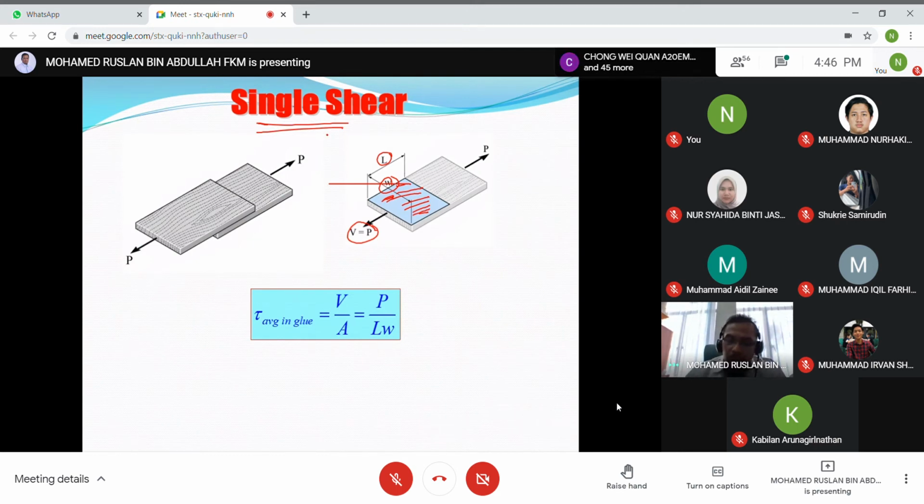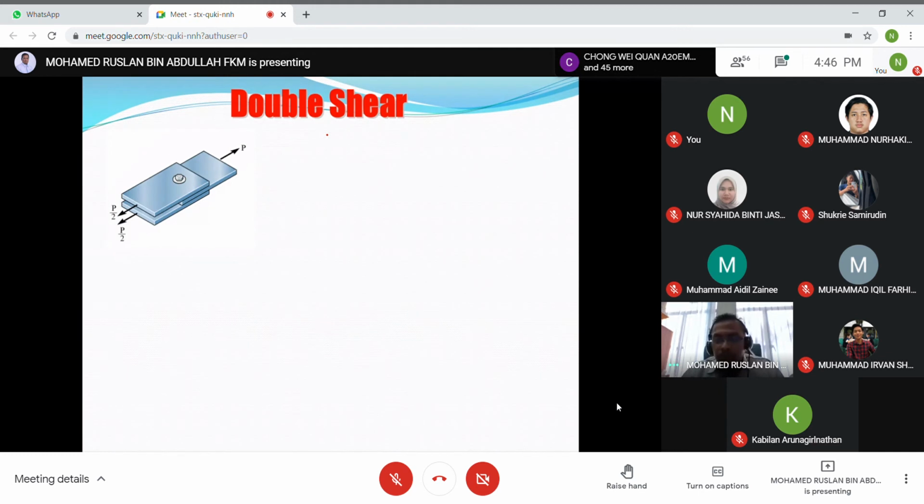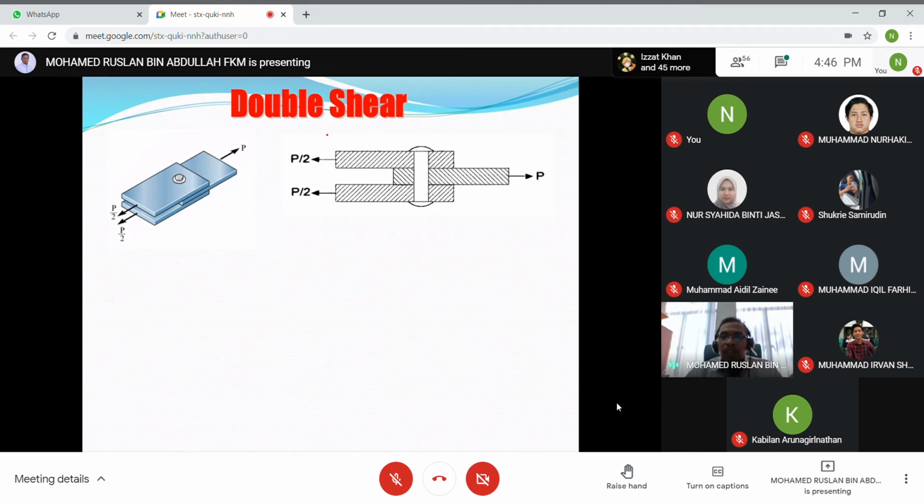So what about double shear? Double shear looks like this. We have two plates at the left hand side and one plate at the right hand side, and then we apply the force like that. This is the cross section. This is half P, and this is half P, so this one plus this one equals P. If we increase the force P and pull, the failure will occur along these lines. Because the failure occurs at two locations, we call it a double shear.